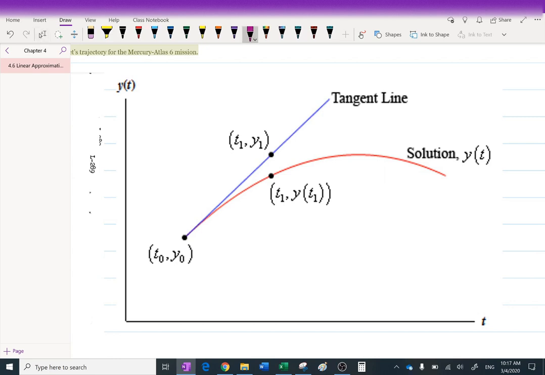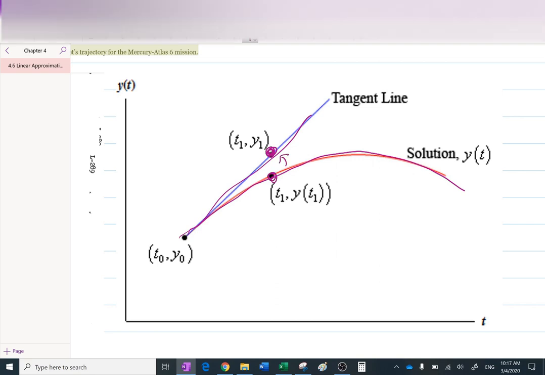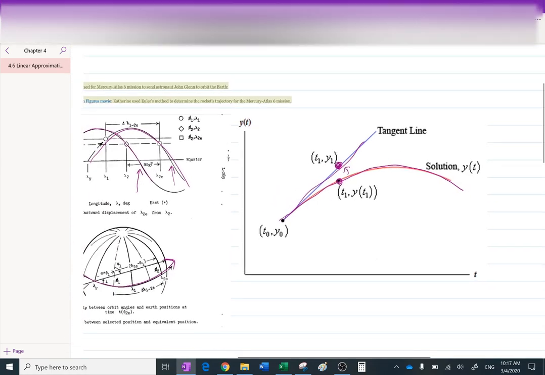And she said, you know what? We cannot exactly know what's happening with this move of the shuttle. Let's use a tangent line and approximate this instead of this, and then take into account the error, plus minus a couple kilometers. And it worked well, and it's exactly what happened.